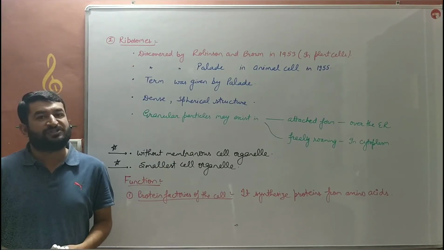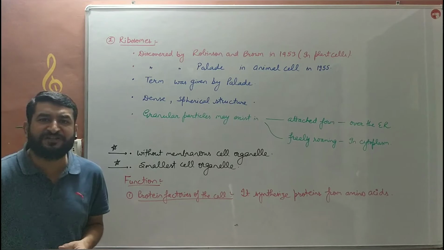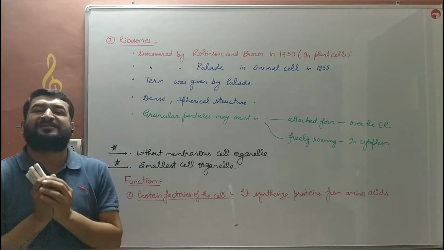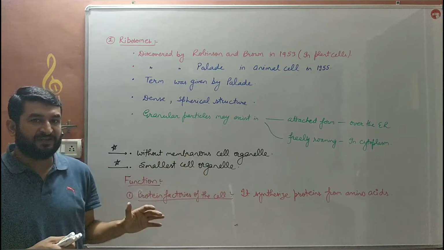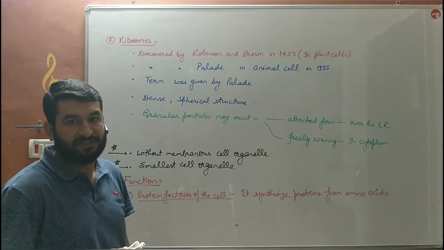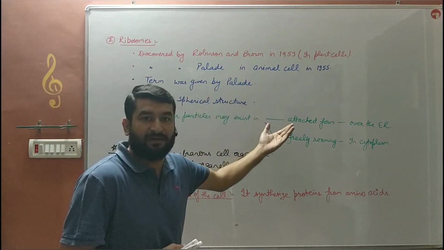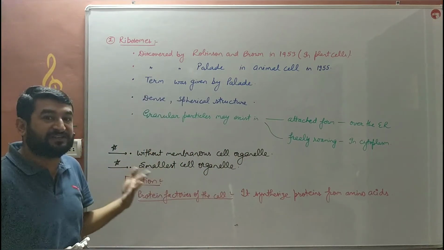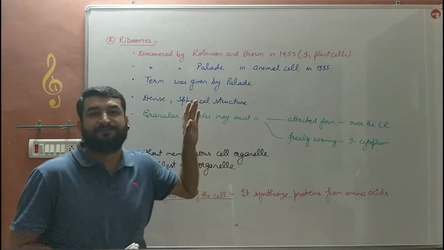The second cell organelle to be discussed is ribosomes. Ribosomes were first discovered in 1953 by two scientists, Robinson and Brown, in plant cells. Then, 2 years later, in 1955, another scientist named Palade discovered ribosomes in animal cells. Earlier they were referred to as granules only, but then Palade gave them a specific term when he discovered them in animal cells, and that term is ribosomes.